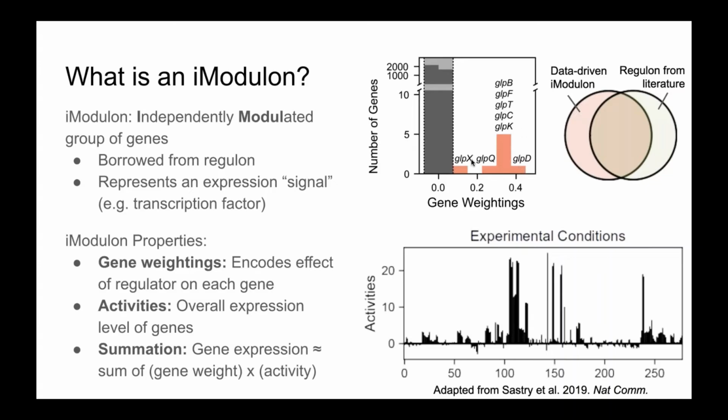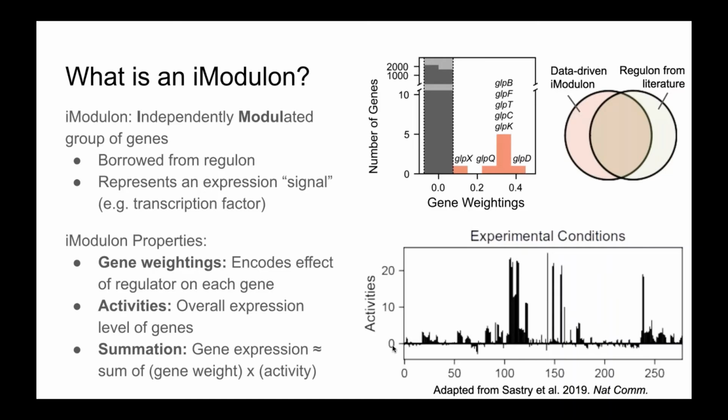So we can take all of these high-weighted genes and compare them to regulons that are defined in the literature. And in this case, we see that all of these genes perfectly overlap with the known regulator GLPR, which has to do with glycerol uptake. So we also get activities for imodulons, and this represents the overall expression level of genes. So you can see over here, each bar here represents a different condition in our data set. And there are some experimental conditions that have very high activity for this specific imodulon. That means that these genes are highly expressed in this experimental condition.